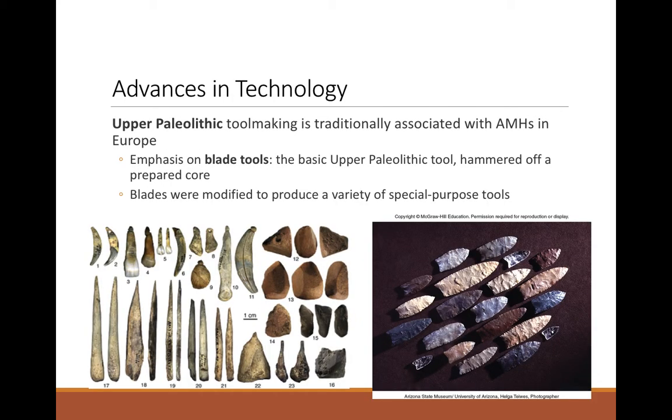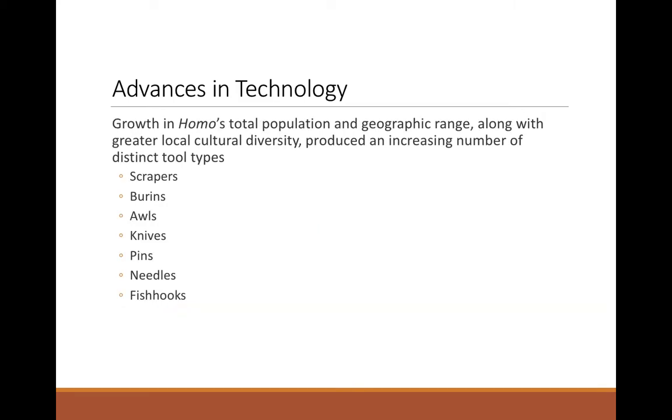So in the Upper Paleolithic, we've got advances in tool making that emphasize blade tools, where they're hammered off a prepared core. These blades may be modified to produce a variety of special purpose tools. We start to see things like awls and burins and fish hooks and harpoons and such. We're fashioning these onto a variety of shafts. We're starting to work with wood. We see the emergence of pins and needles for sewing. We see knives. We see really toolkits that become increasingly specialized for the particular ecology that humans find themselves in.